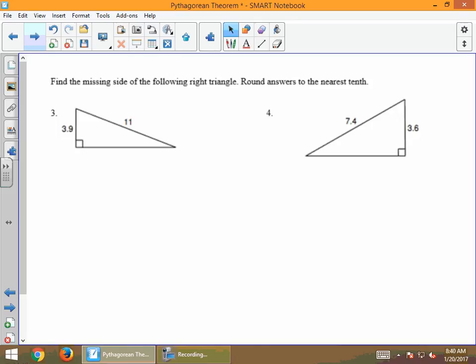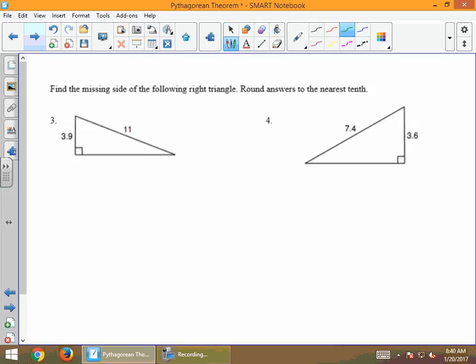Okay, so again, we're going to use the Pythagorean Theorem. This should already be at the top of your paper, but I'm going to rewrite it so you get a visual.